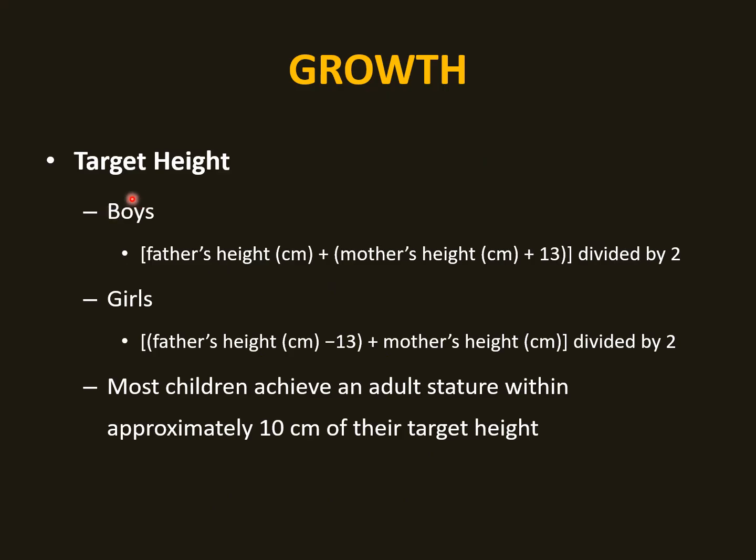When assessing any child with abnormal linear growth or concern about the linear growth, you need to assess the target height. For boys, father's height in centimeter plus mother's height in centimeter plus 13, divided by 2. For girls, father's height in centimeter minus 13 plus mother's height in centimeter, divided by 2. Most of the children usually achieve an adult stature within approximately 10 centimeter of their target height.